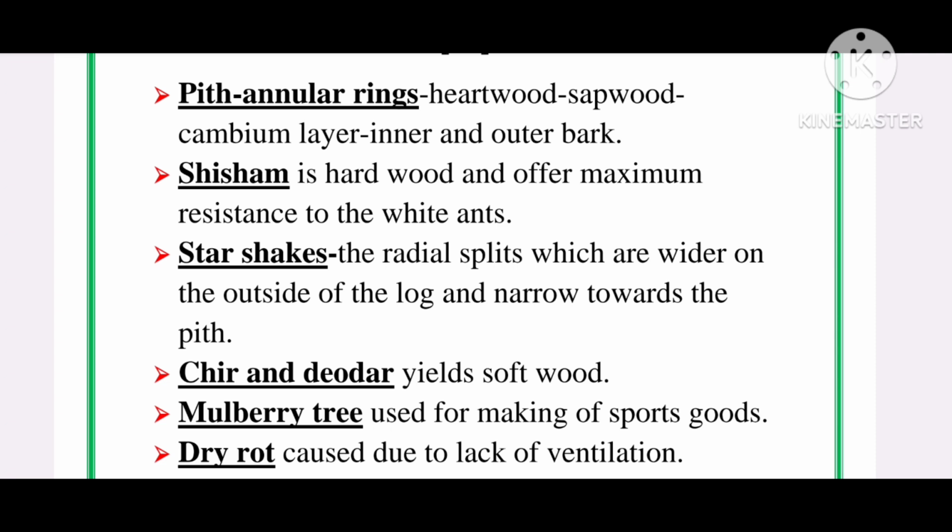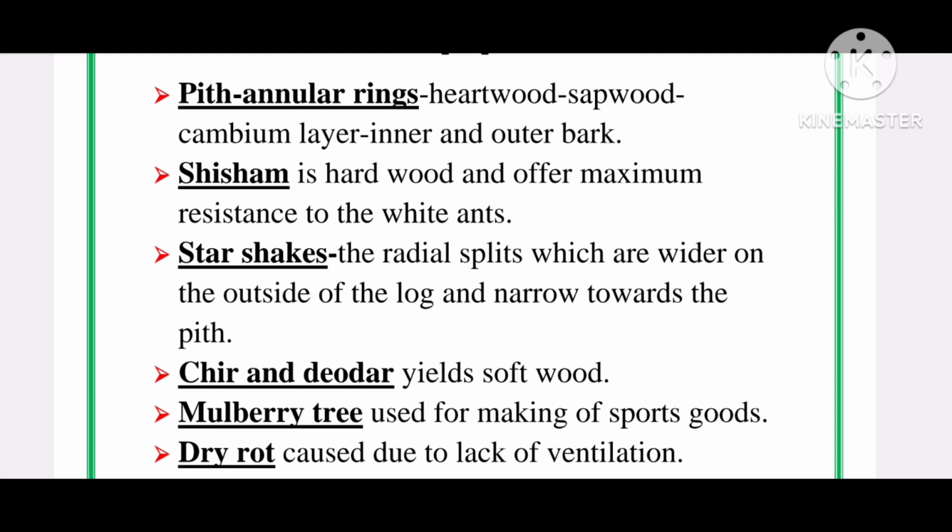Then the next term is sapwood. Sapwood is the area between hardwood and cambium layer. Sapwood contains living cells and takes active part in the growth of the tree, and it is usually light in color and weight.